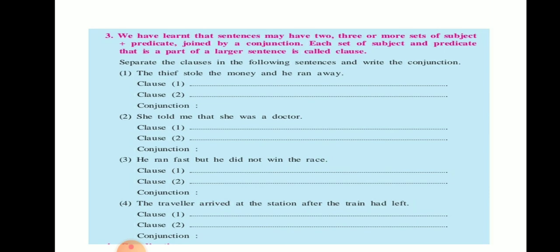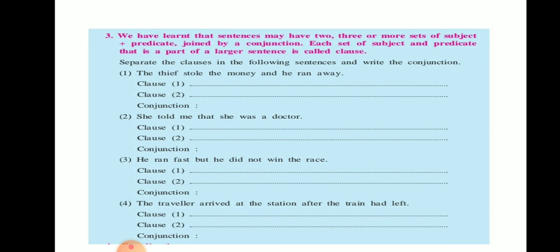Now, recently, children, we have done clauses. We have learnt about clauses. So, let us just have a look. We have learned that sentences may have 2, 3 or more sets of subjects plus predicate joined by a conjunction. Each set of subject and predicate that is a part of a larger sentence is called a clause. This you have learnt. Now separate the clauses in the following sentences and write the conjunction. So you have to separate clause number 1 and clause number 2, and you have to separately show the conjunction. In the first sentence, the thief stole the money becomes the first clause. He ran away becomes the second clause, and the conjunction is and.